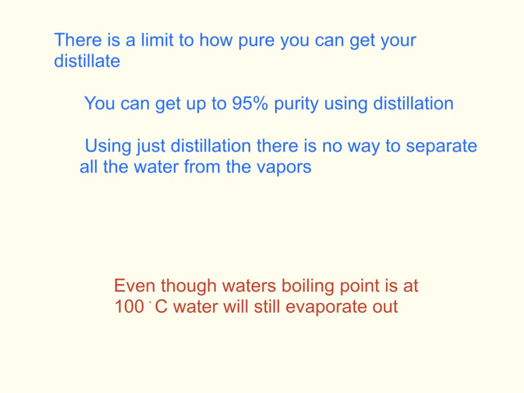Distillation does have its limitations. There is a limit to how pure you can get your distillate. You can get up to about a 95% purity using just distillation. But using just distillation, there's no way to separate out all the water from the ethanol vapors. Even though water's boiling point is at 100 degrees Celsius, water will still evaporate out with the ethanol.